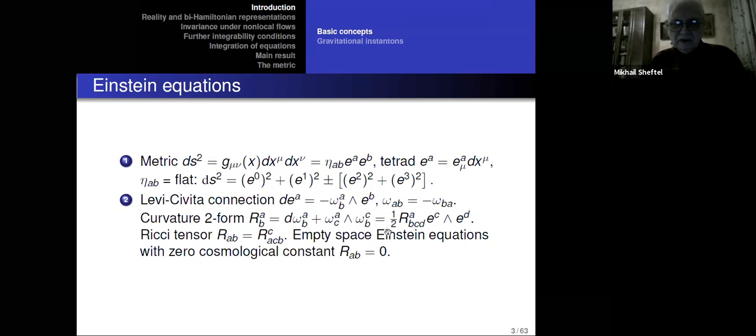This is wedge, you probably know. And the important thing is the relation between the usual tensor notation and differential forms notation. R^A_BCD is the curvature tensor, and this is R_AB, what is called the Ricci tensor. It is important because the empty space Einstein equations with zero cosmological constant read R_AB equals 0, and we say that the metric which is the solution of these equations is Ricci-flat.